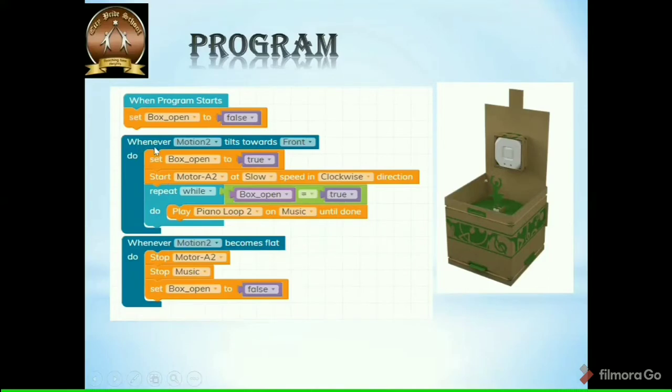Now you can see here when the motion sensor tilts towards front, that means the position of the motion sensor will be like this as shown, the condition is true and the motor will start rotating and the piano will also be played. And if the motion sensor becomes flat, then the motor will be stopped and the music will also be stopped, and the condition will again come back to false.